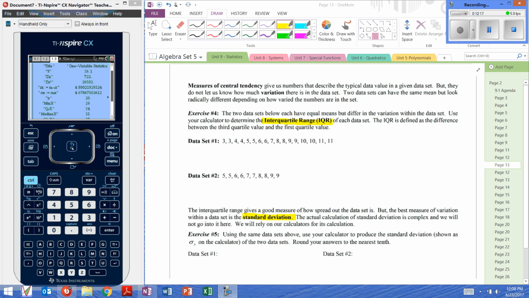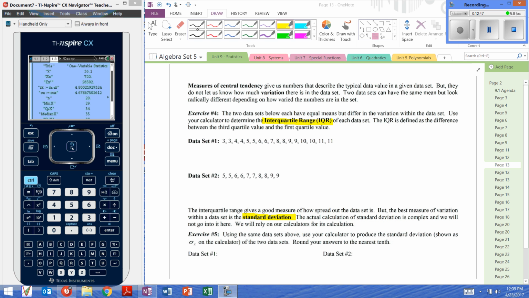They give us 2 data sets, and they have the same exact mean, but differ in the variation of the set. You can see that data set 1 goes from 3 all the way to 11, where data set 2 only goes from 5 to 9. Even though they have the same mean, the data is a little bit more spread apart in data set 1. So let's use our IQR to help us put a value to this variation.